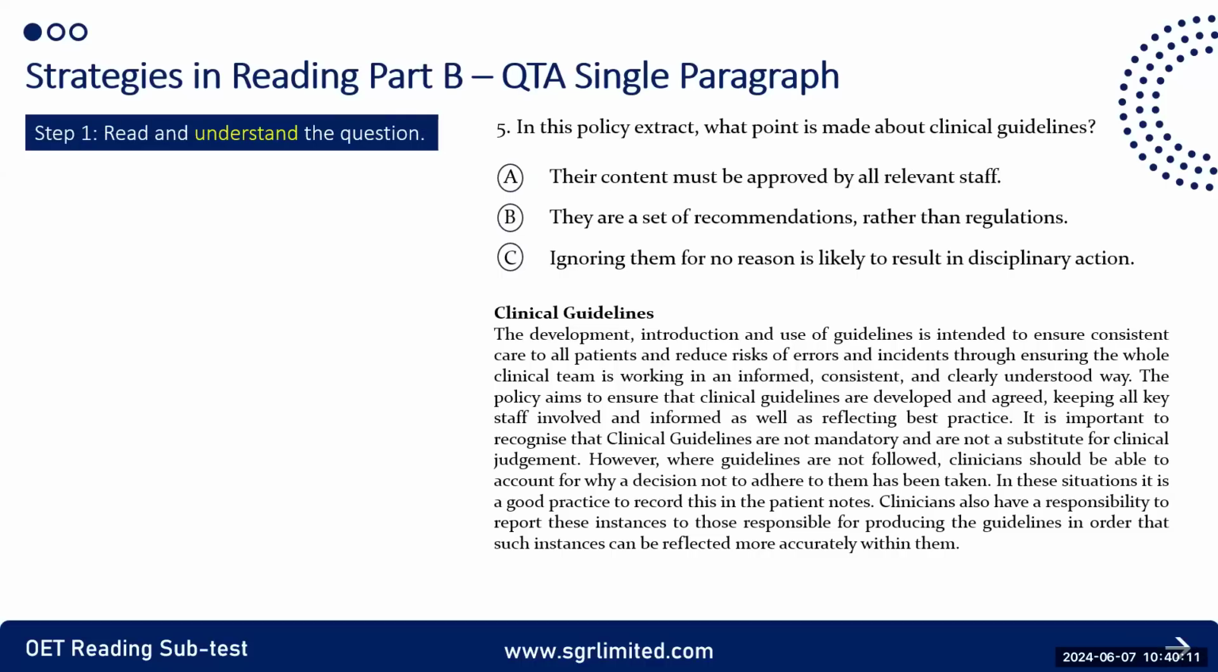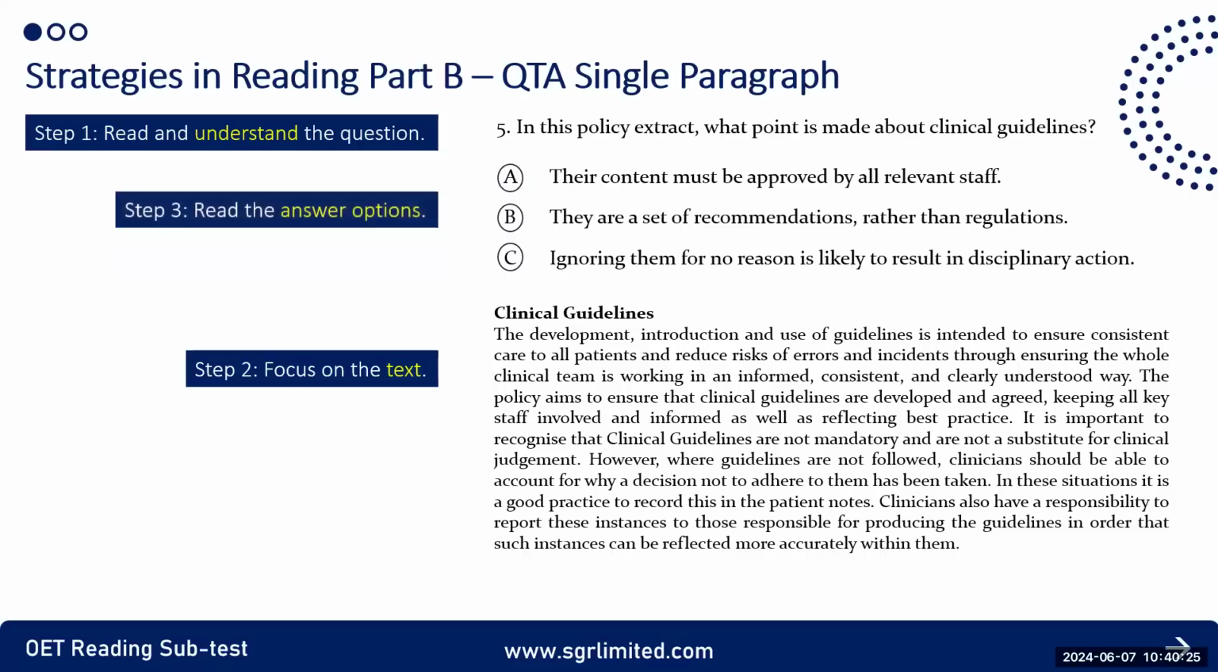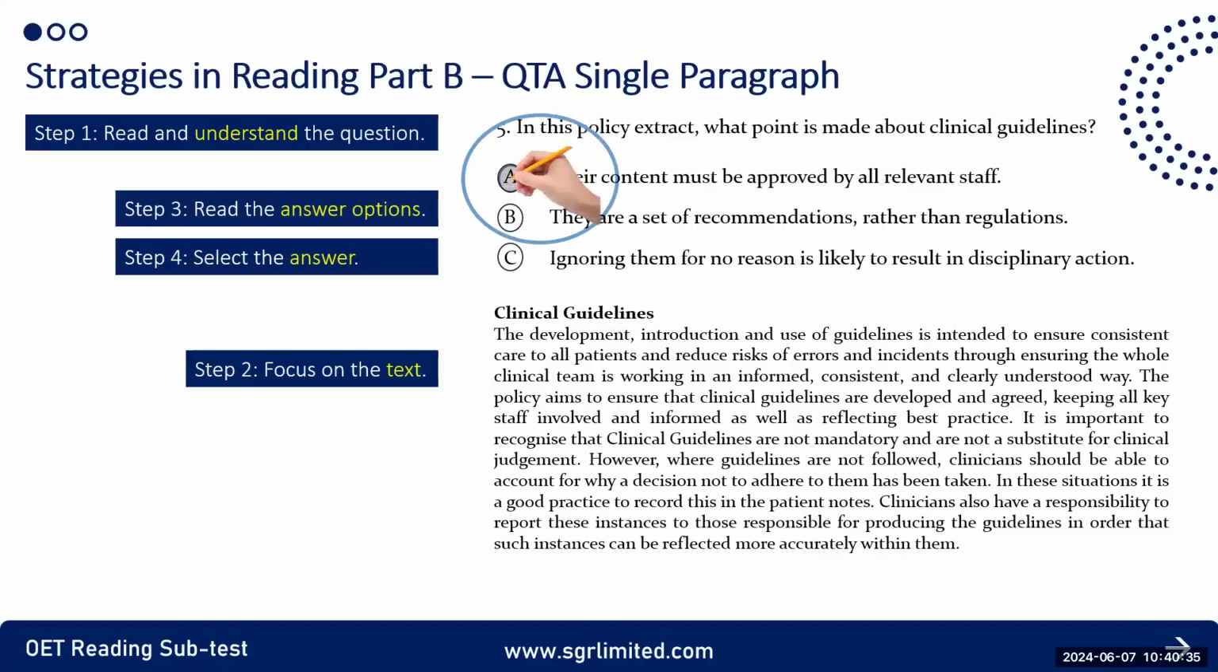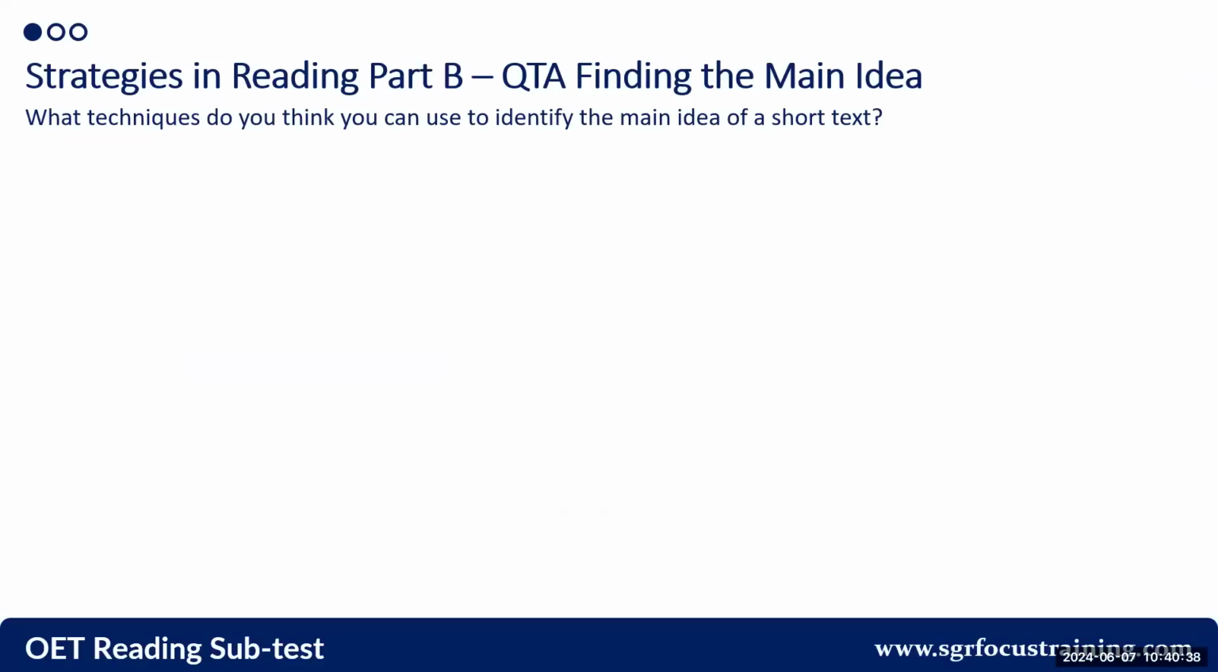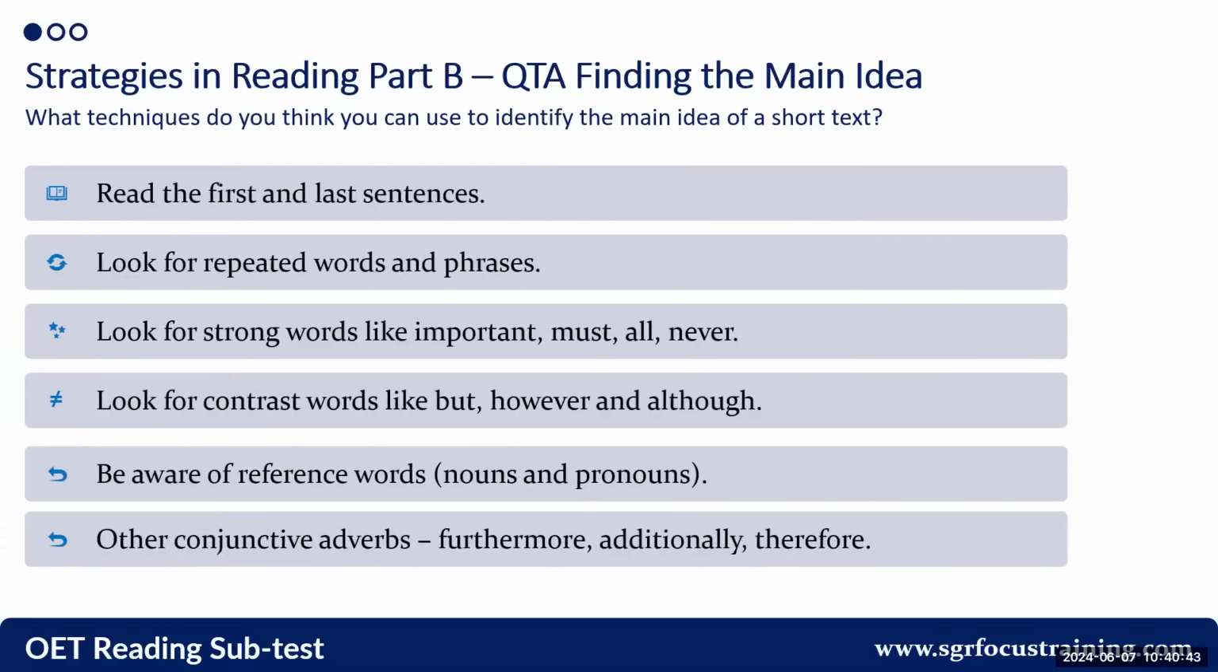To do this, we'll follow the QTA strategy, or question, text, answer strategy. This means starting with a question, then reading the text before finally looking at the answer option. Again, your job is ultimately to find the best answer by shading the letter with your pen or pencil. While using the strategy, you can also use various techniques to help you along the way. What techniques do you think would be useful in finding answers in a main idea question?